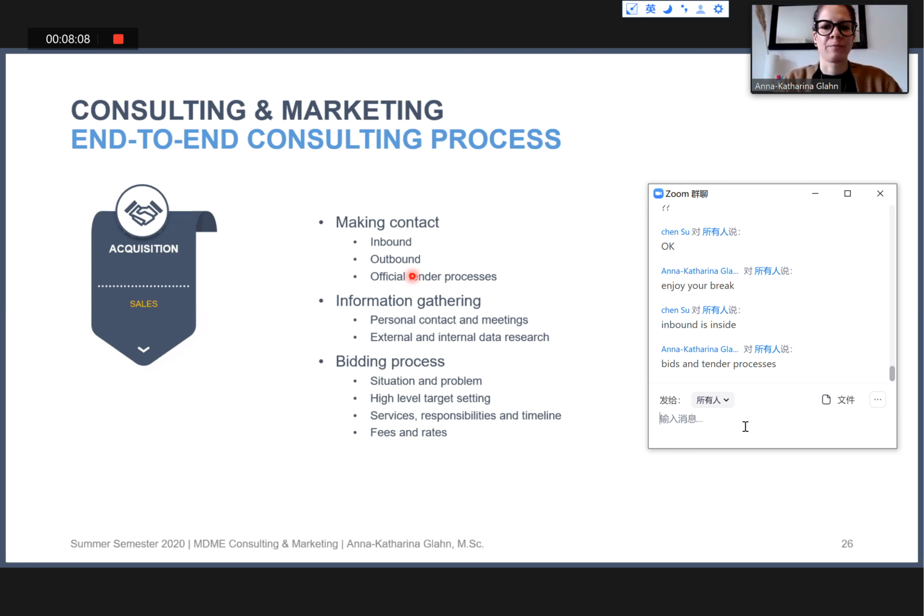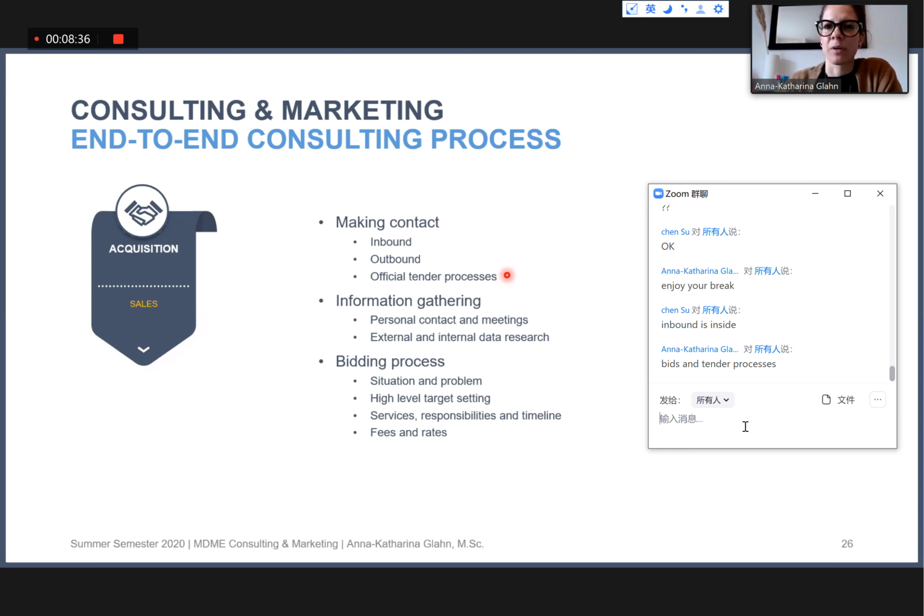They send a list of requirements regarding their needs to different consulting companies, and the companies have to create an offer. They have to tell them, for example, that they meet the requirements and what the expected timeline is, and so on. So usually, of course, inbound and outbound also lead to an offer made by the consulting company, but the official tender process, in general, goes a bit deeper.